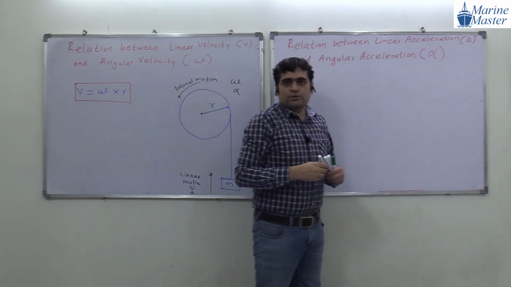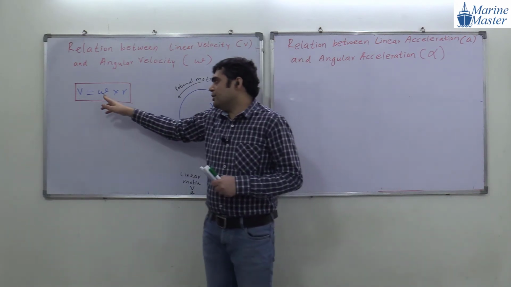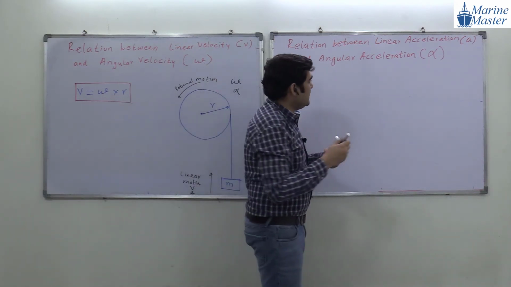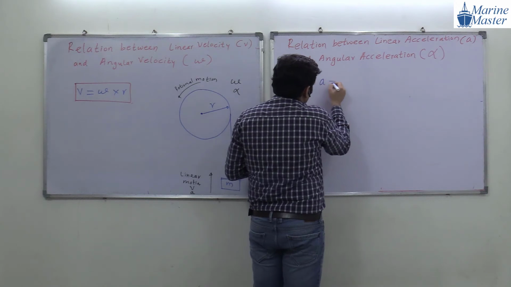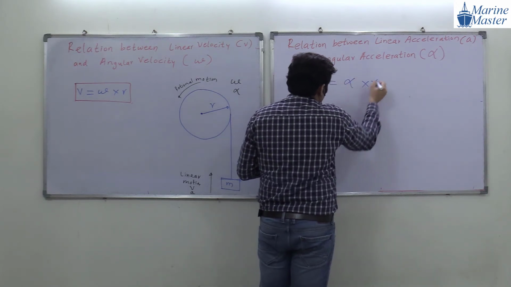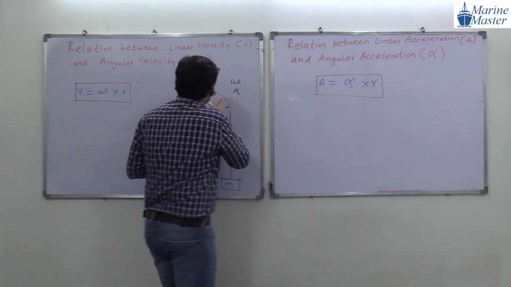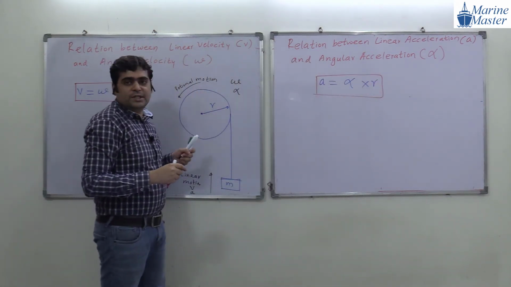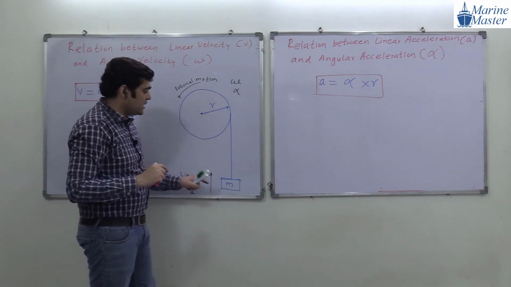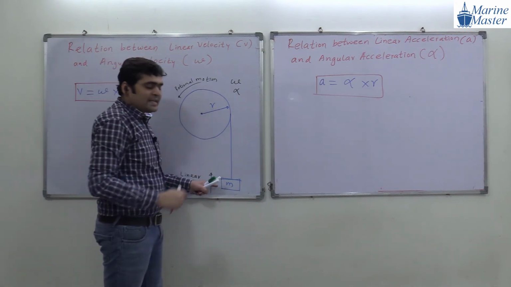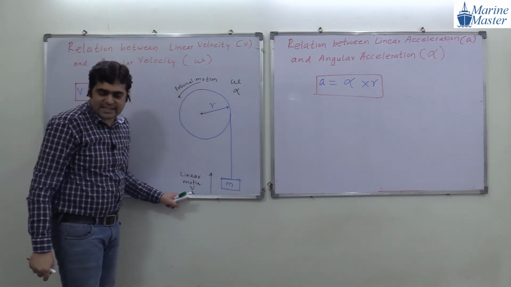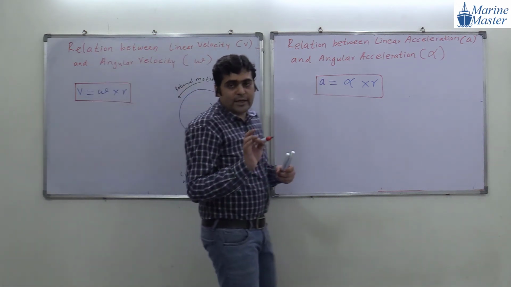Alpha. Okay. So V is equal to omega into R. So similarly, A is equal to what, guys? Alpha into R. Okay. Everyone getting my point? So here this disc has an angular velocity and an angular acceleration. This mass m has what, guys? Velocity and acceleration. Try to see the scenario here.